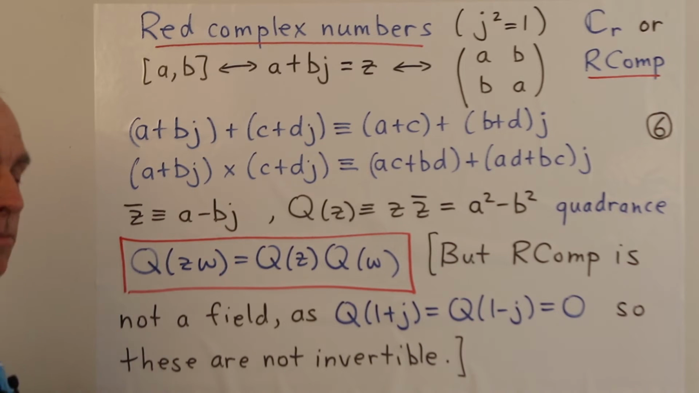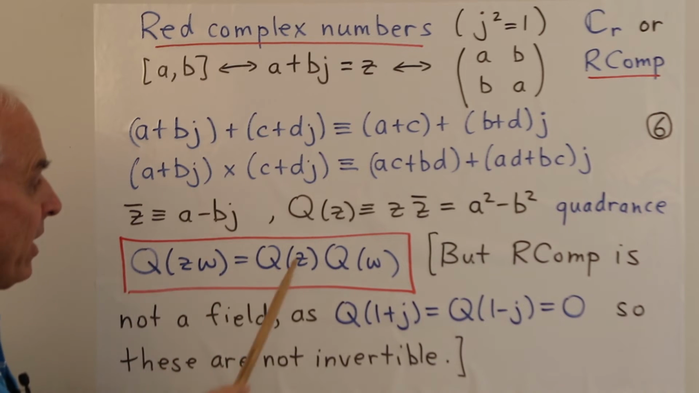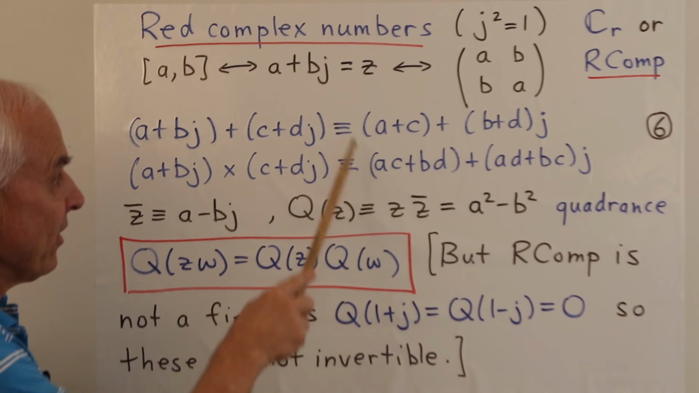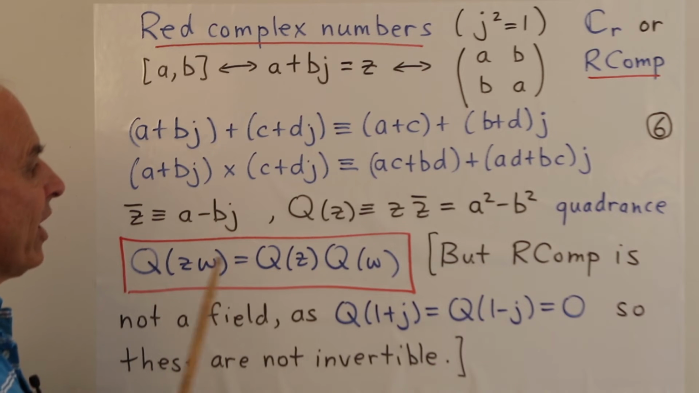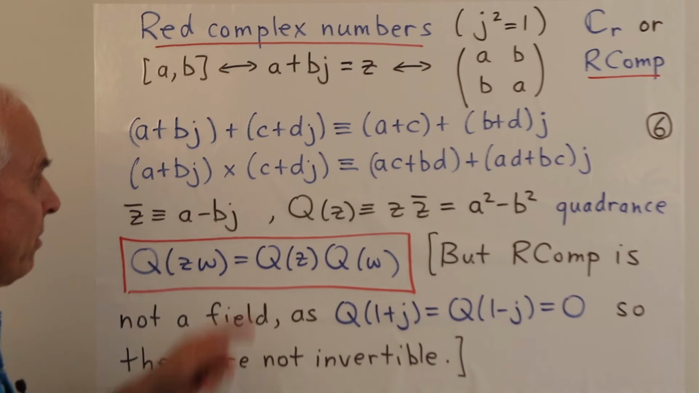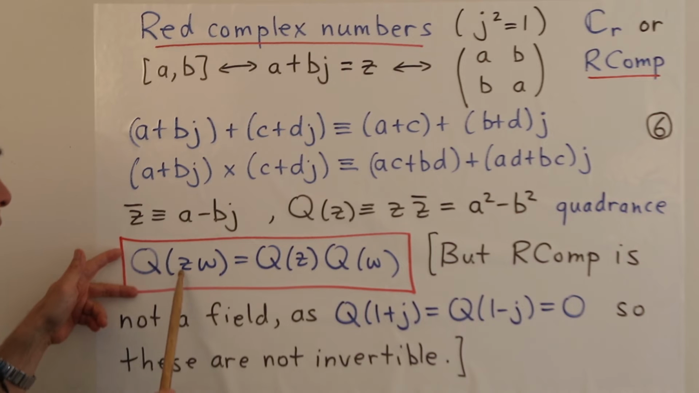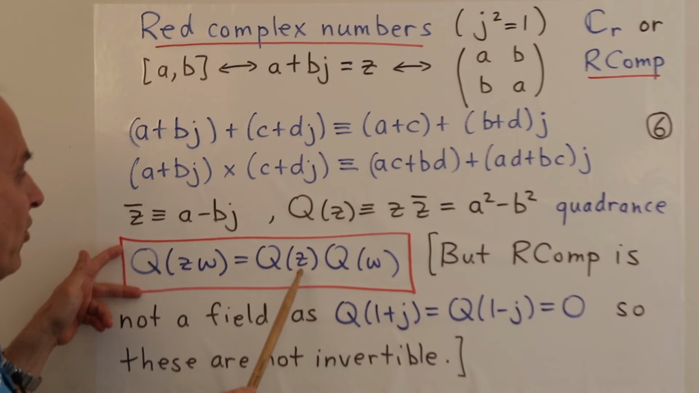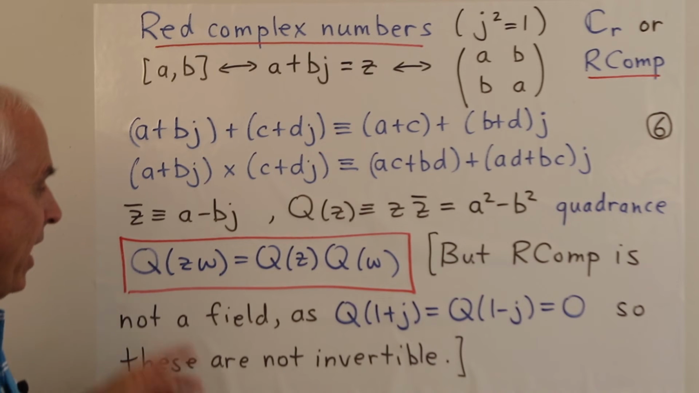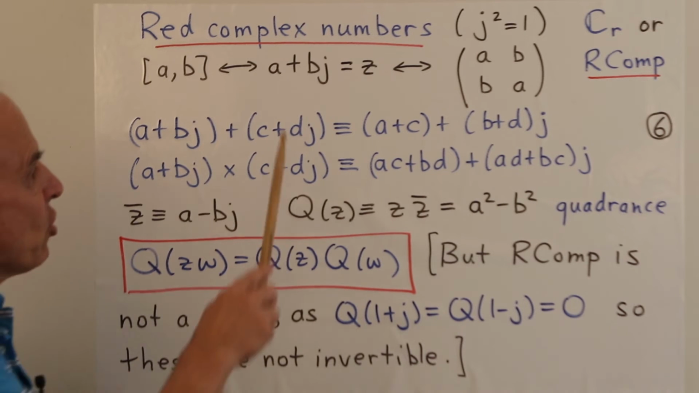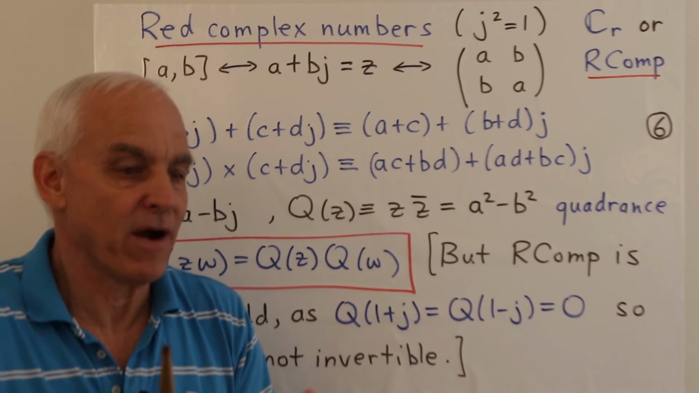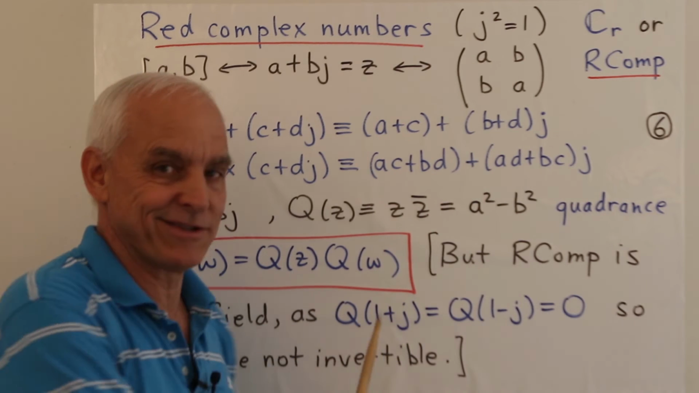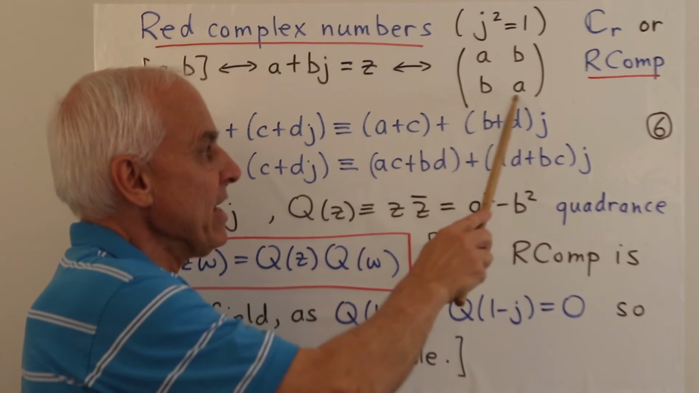Well, you can define a complex conjugate, a minus bj. Then you can define the quadrance of z to be z times z bar. And that's also a difference of squares. But now we get a squared minus b squared, because j times j is 1. And then it turns out that the quadrance of z times w equals the quadrance of z times the quadrance of w. And the easiest way to appreciate that is to go back to this object and to recognize that you can identify that with another 2 by 2 matrix, a, b, b, a.